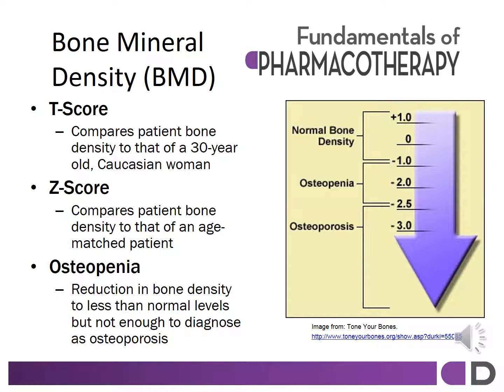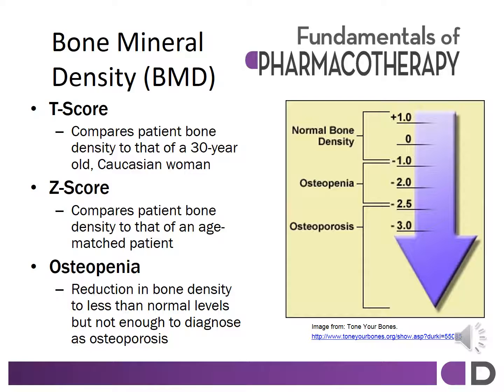Standard deviation is a statistical measure of dispersion. It helps us understand how far away the patient's value is from the expected value. The more standard deviations away, the further the value is from the expected value. So if the T-score is more than 2.5 standard deviations below the normal, then the diagnosis of osteoporosis is given. If the T-score is greater than 1 standard deviation below normal, then the diagnosis of osteopenia is given.